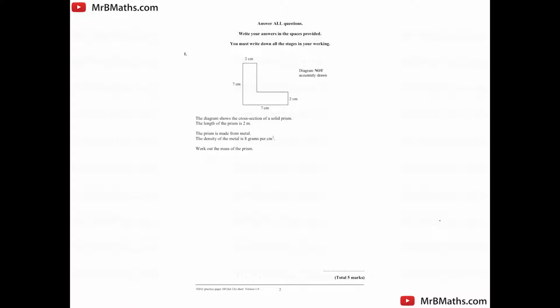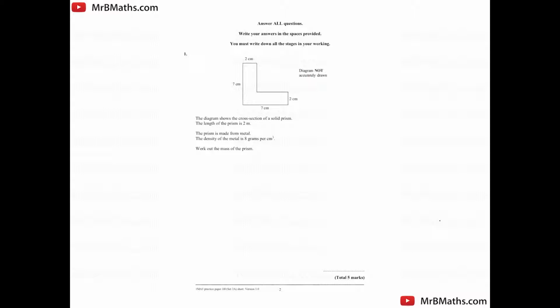Right, so if we take a look at question 1, it says here, the diagram shows a cross-section of a solid prism. The length of the prism is 2 meters. The prism is made from metal. The density of the metal is 8 grams per centimeter cubed. Work out the mass of the prism.